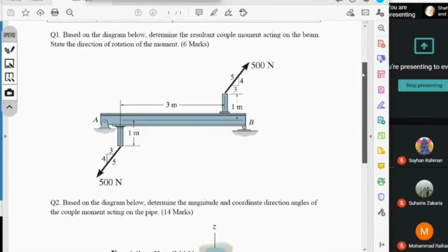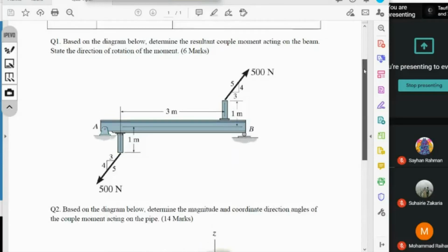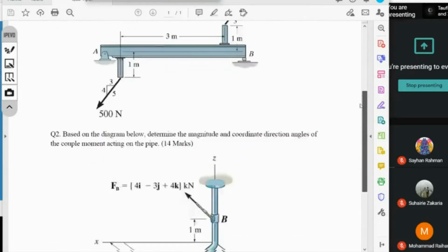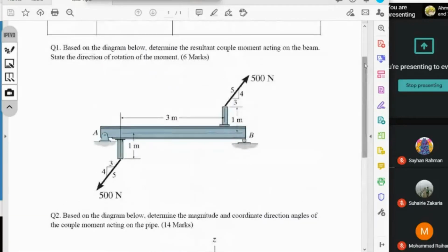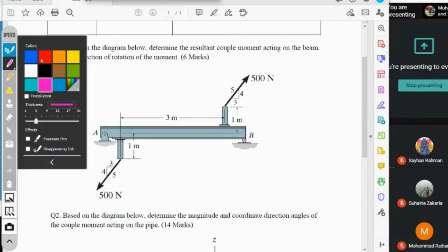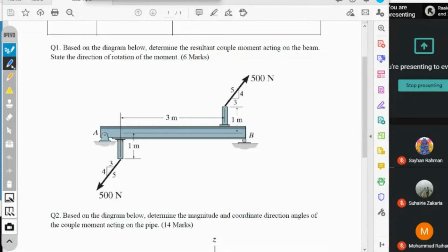Okay, so in the previous quiz that you have done about couple moment, we have 2D and 3D questions. In the first question for 2D, based on the diagram given, determine the resultant couple moment acting on the beam and then state the direction of rotation of the moment, right? In any question like this, it's easier to solve if we first resolve the forces into horizontal and vertical components, because in that case the distances will be straightforward.